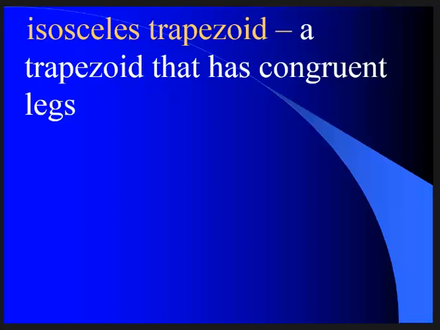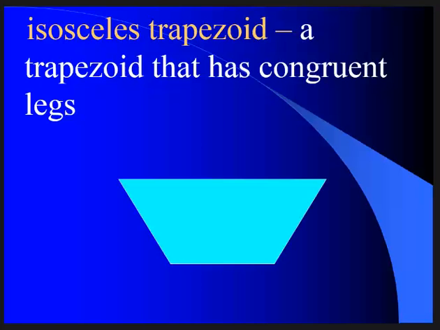We have a special kind of trapezoid called the isosceles trapezoid. Now let's build on what we already know. What was an isosceles triangle? Hopefully you remembered it was a triangle that had 2 congruent sides. So what do you think an isosceles trapezoid is going to be? It's going to have 2 congruent legs. Okay, so try to relate things to what you already know.